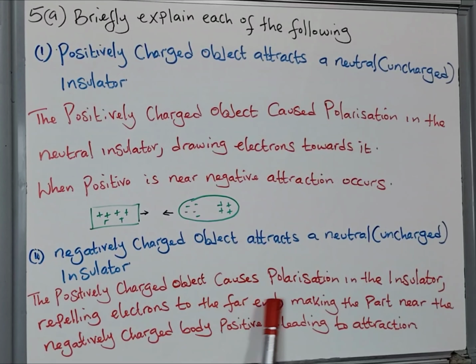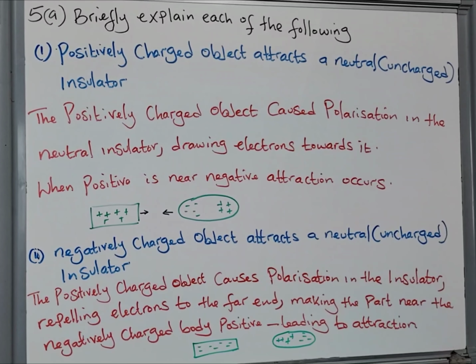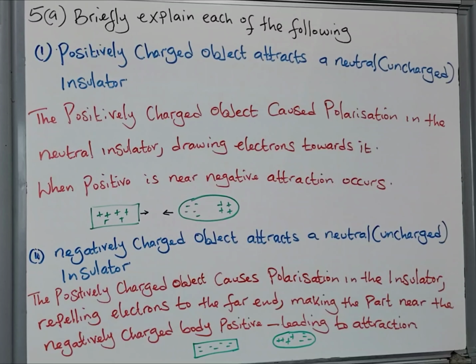The charged object causes polarization in the insulator, repelling electrons to the far end, making the part near the charged body positive, leading to attraction. So this is the demonstration of what happens. And because this is positive and negative, and they are next to each other, they tend to draw towards each other, which we call attraction.